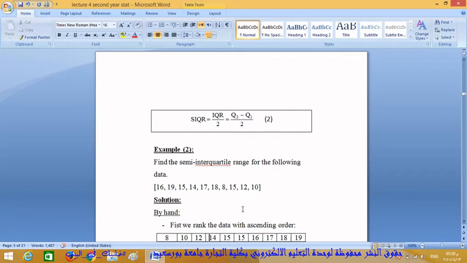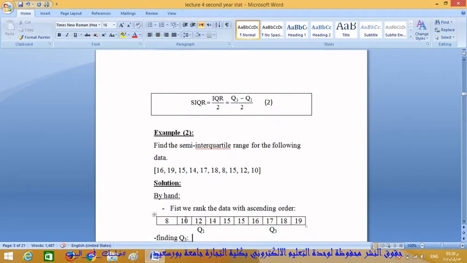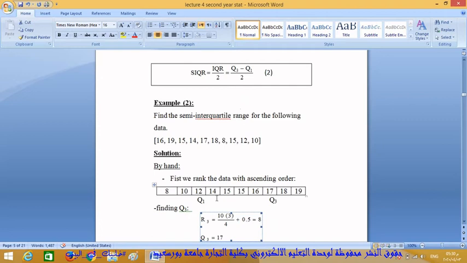Example 2. Find the semi-interquartile range for the following data. Solution by hand. First, we rank the data in ascending order from small to large. Okay, so this is the arranged data, or the ranked data.